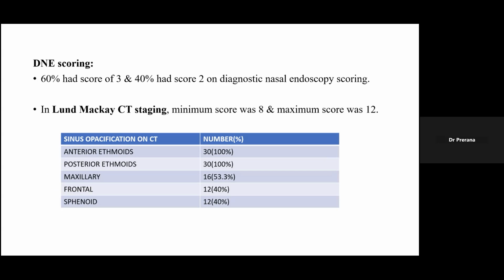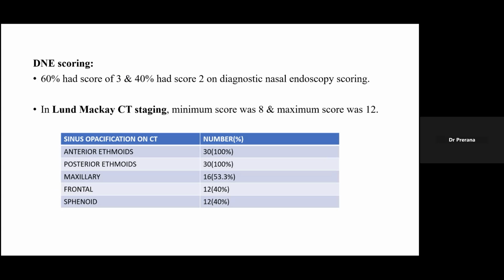So if the polyps were occupying only the middle meatus region, it was graded or scored as 1. If they're beyond the middle meatus, grade 2. If they're just filling the nasal cavity, it was scored 3. And if they're coming out of the nasal cavity, we scored them as 4.